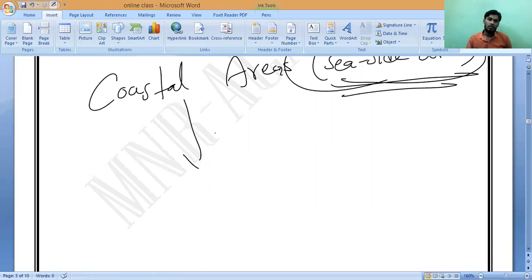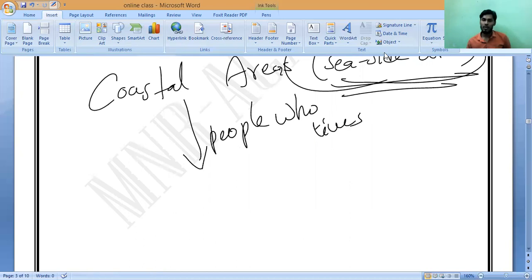So if you observe the people who live in coastal areas, they used to feel something. They will experience an interesting phenomenon called sea breeze and land breeze.